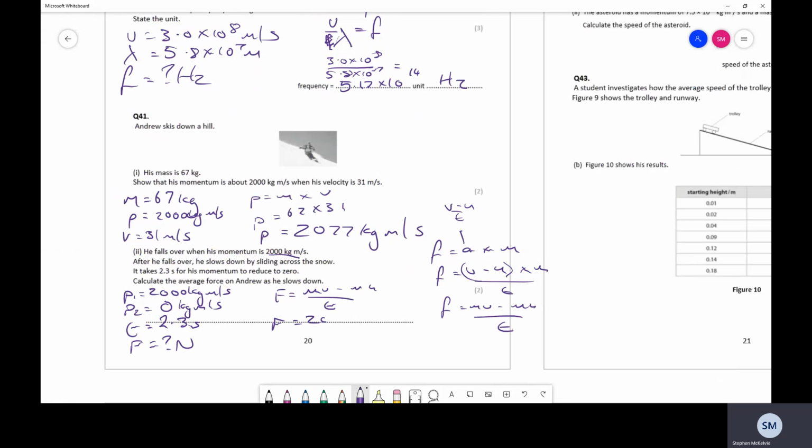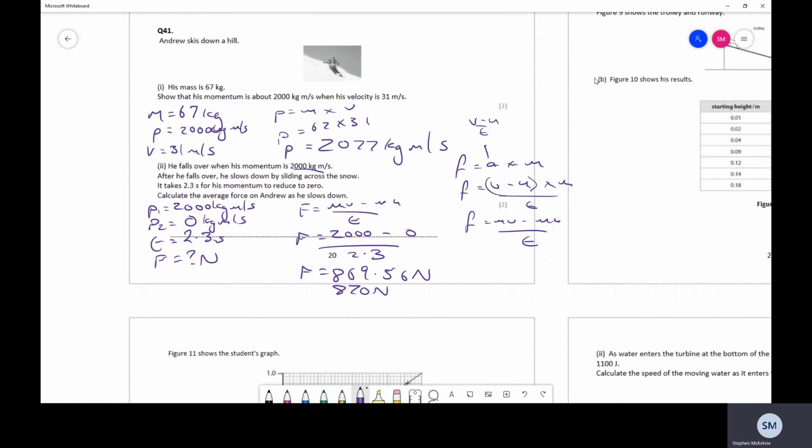So F is equal to 2,000 take away 0, divided by 2.3, which is equal to 869.56. F is equal to 869.56 newtons. I'm going to give that as 870 newtons. Actually, I'm not. I'm going to do 869.6, because it's one decimal place there, so I'll give it a decimal place back.